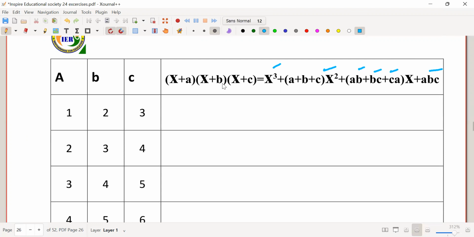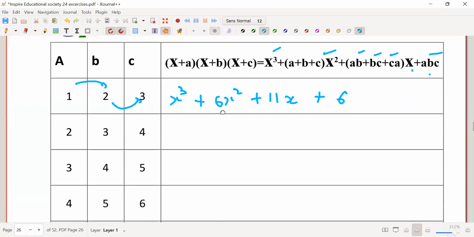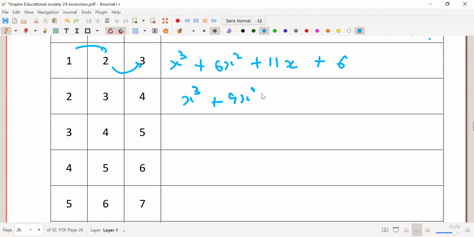So here, x cube plus (a plus b plus c) into x squared, plus (ab plus bc plus ca) into x, plus abc. This is the formula. If a equals 1, b equals 2, and c equals 3, then x cube plus 1 plus 2 plus 3 is 6, x squared. Then 2 plus 6 is 8, plus 3 is 11, 11x, from ab plus bc plus ca, plus 1 into 2 into 3 is 6. Here, x cube plus 9x squared plus 26x plus 24. So this is how you'll be forming it.